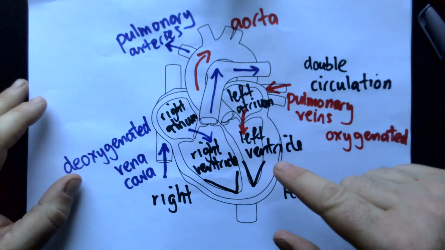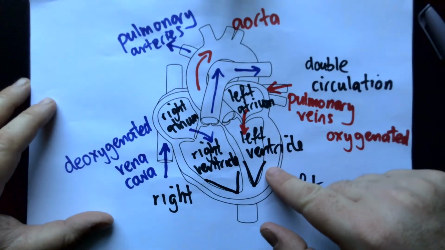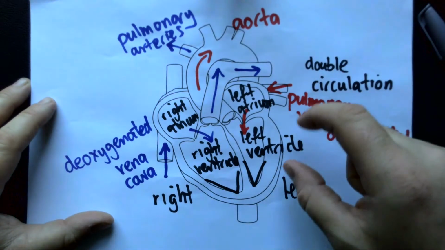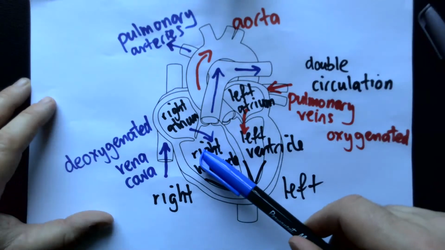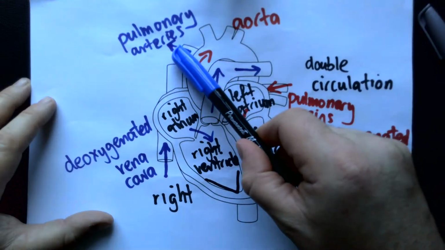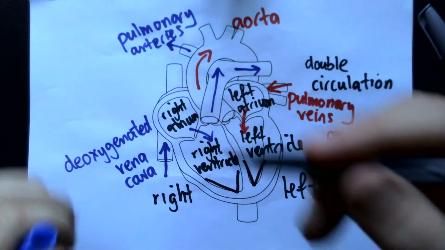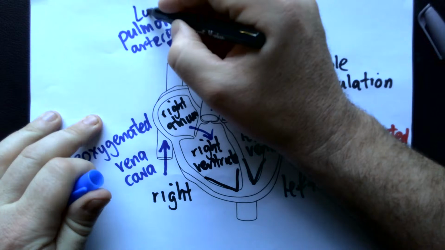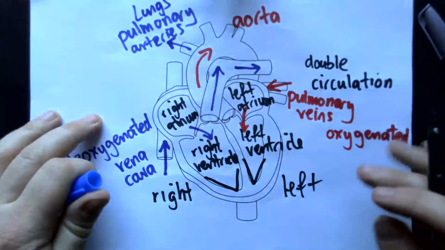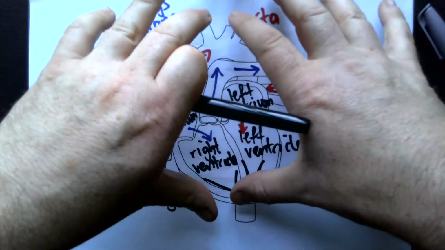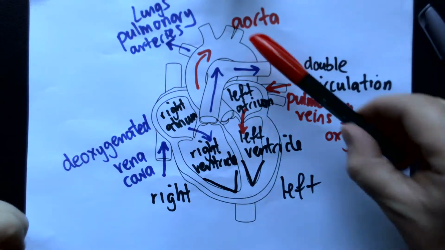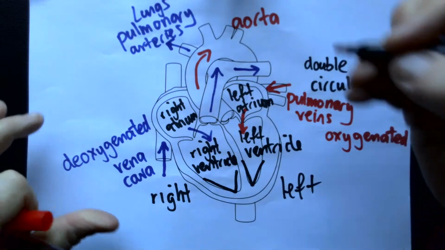But let's have a think about why this side is thicker. Okay, why is the left side of the heart thicker than the right? Well, have a look at where it has to go. Because the right side has to pump blood out to the lungs. And so let's put down here lungs. Okay, and the lungs are pretty close to the heart. They're literally sitting right there in front of the heart. Whereas the aorta has to deliver blood to the body.